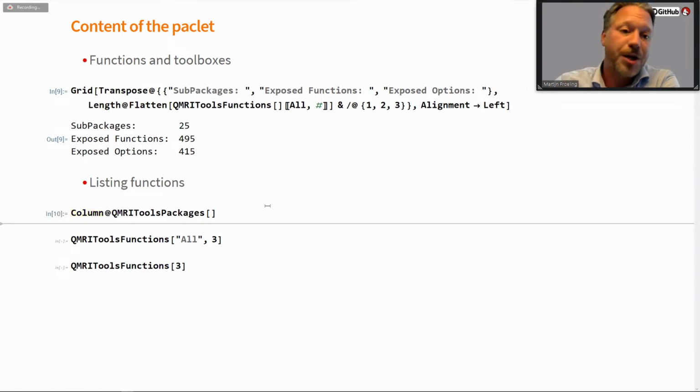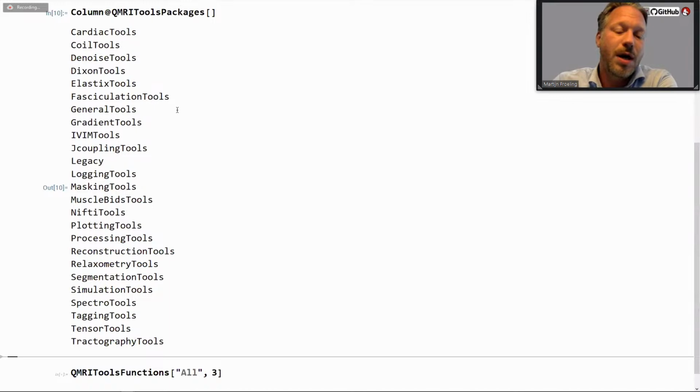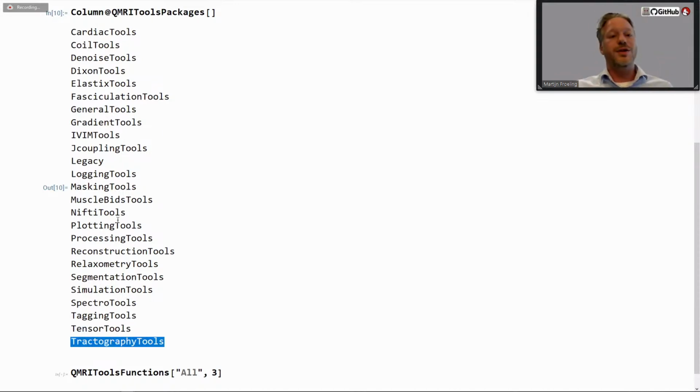So which packages are in there? So this is the list of the packages that actually come with the toolbox. So depending on my research topic, typically I group my functions into certain packages. For example, different applications when I did cardiac research, like diffusion tensor imaging, tractography. So typically I try to group my functions based on topic.